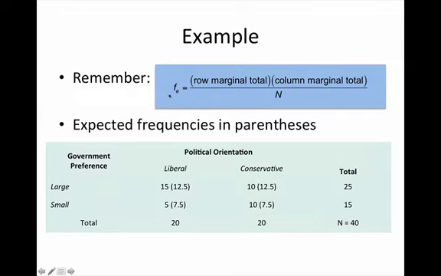So then remember that my expected frequency is the result of taking my row marginal total, which in this case would be 25, multiplied by my column marginal total, which in this case would be 20, and then divided by n, which is 40. So if I take 25 times 20 divided by 40, then I get this 12.5, which is my expectation for that category.